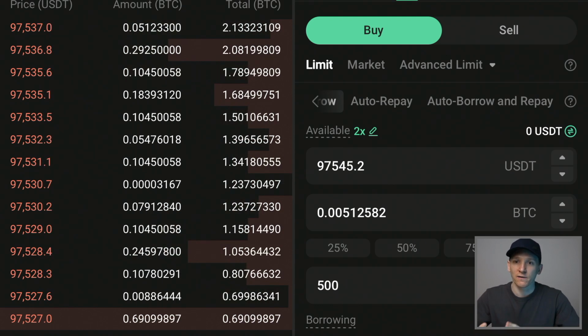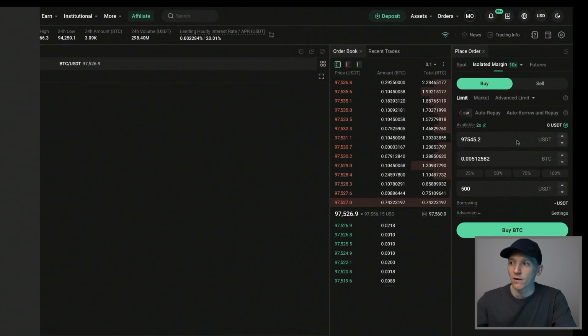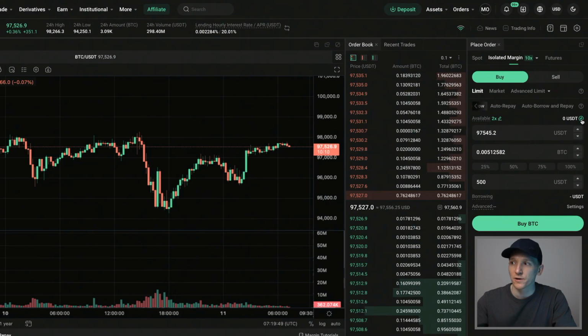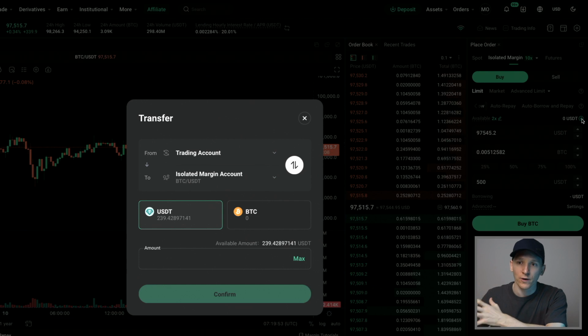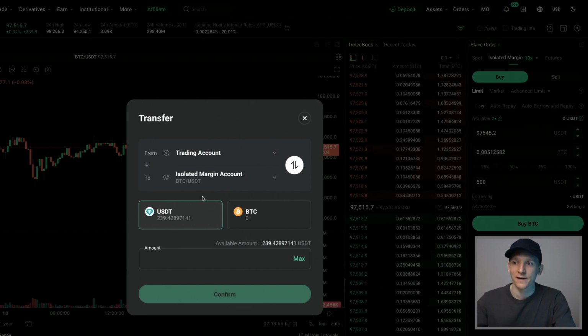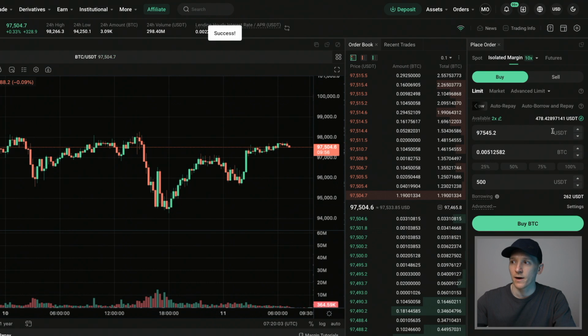So leverage is not for the faint of heart, and I can't recommend using leverage at all, but I just want to go through what margin actually is. What we want to do now is transfer some assets into our margin account. That's different from your trading account so that it doesn't wreck your other trading account. So you can see isolated margin account. I've got some money in here. Let's move some money in, right? So I can just choose the max here. So I'm going to put that into my margin account and then I can go ahead and trade.